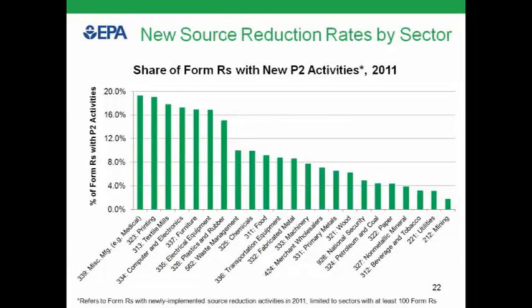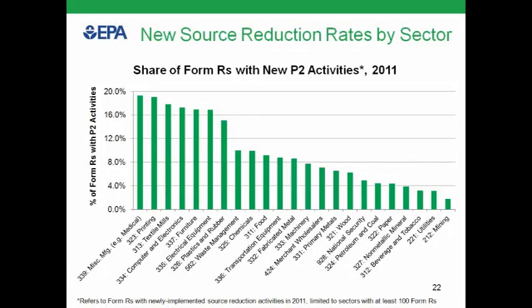So here, the point of this graph isn't necessarily to say which sectors are good or bad, but to show which ones tend to report more source reduction than others. And there's a very wide range here. Some of the more high-tech industries, medical devices, computers, electronics, tend to have rates approaching 20%, whereas others that deal more with raw materials might be less than 5%.